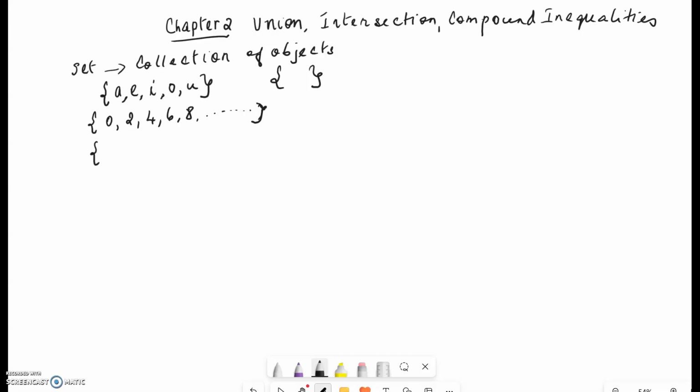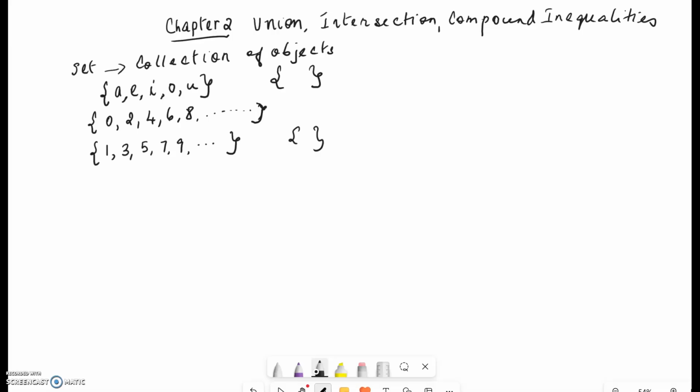A collection of odd numbers is also listable. 1, 3, we're looking at positive odd numbers. 1, 3, 5, 7, 9, and then I can go dot dot dot. And if it's listable, this is how I write it, with the curly brackets.